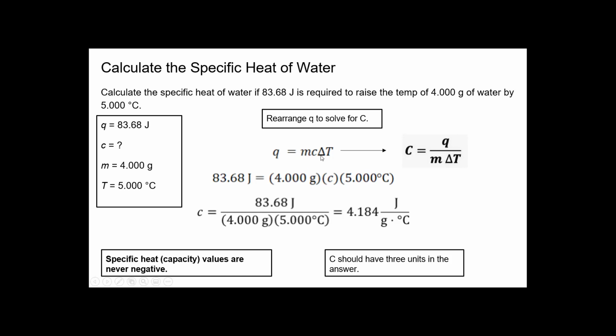We have Q equals MC delta T. Now we're going to rearrange it to this. This is what we wanted. So Q is right here, mass is here, and you don't even have to do any subtraction for the temperature. It's already given to you. So you plug it in. Everything here is 4 sig figs, even though it looks crazy. And your answer is 4.184 joules per gram per Celsius. So C should have 3 units, 1, 2, 3 for specific heat, and it does.